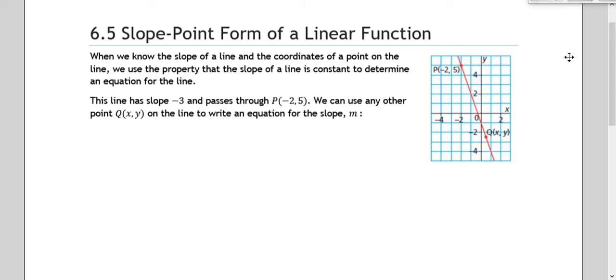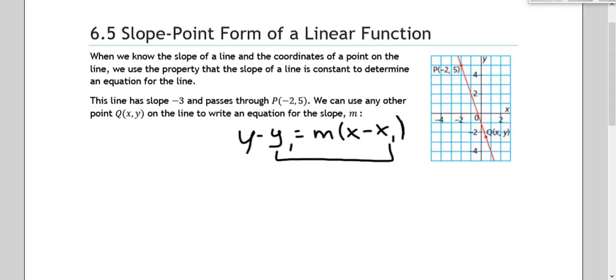So this is 6.5, slope-point form of a linear function. This is going to be a different way for us to see a linear function, outside of the slope-intercept form. It tells us a different way to identify it, and very simply, using the slope and a point, we develop a form that looks like this.